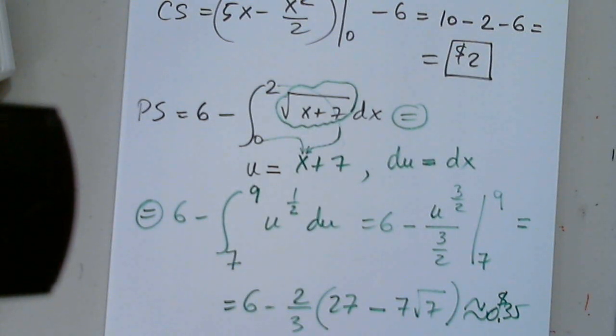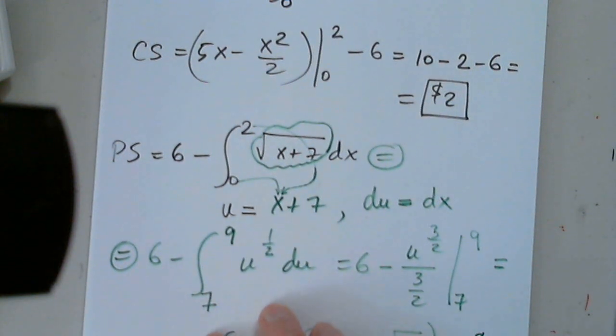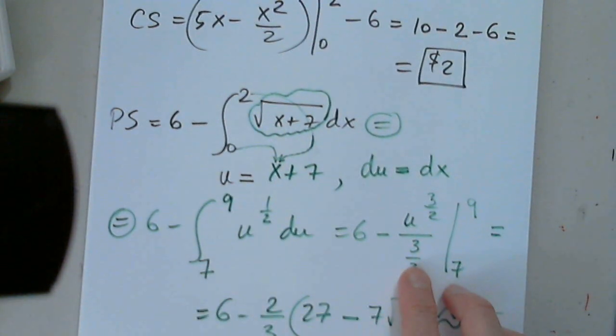Perfect. Good. Excuse me, Professor? Yes? Could you explain the last part? I had to walk out of the room for a second. Once you got past the part where 6 minus u to the 1/2 du.